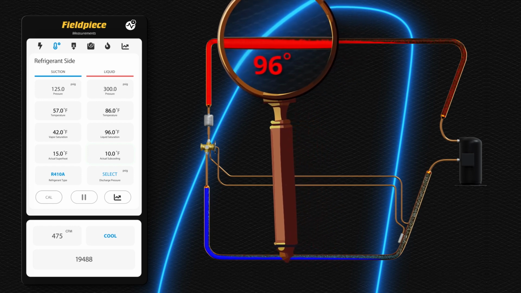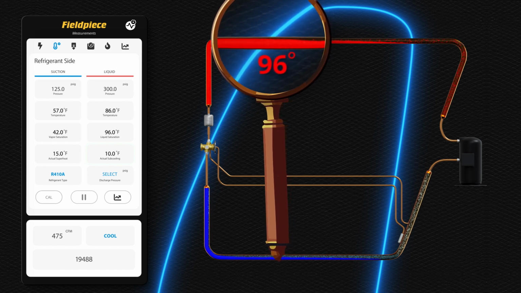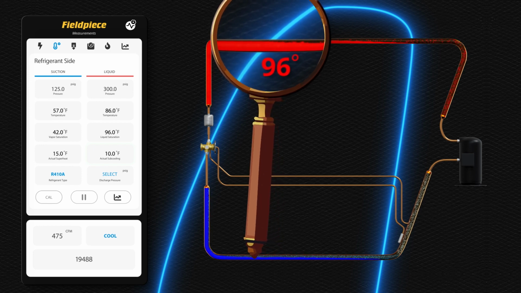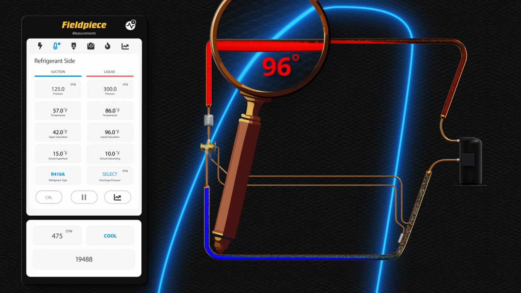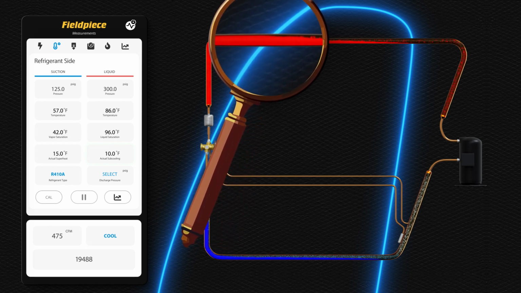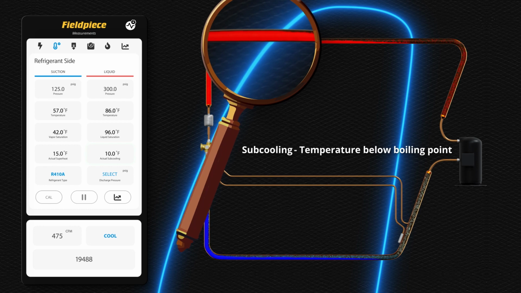As the refrigerant travels further through the condenser coil, just before it crosses the saturation curve, the refrigerant temperature will be 96 degrees and mostly liquid. Once the refrigerant crosses the saturation curve, the saturated refrigerant has changed into 100% liquid and begins to subcool. Subcooling is defined as a temperature below the saturation temperature or boiling point.